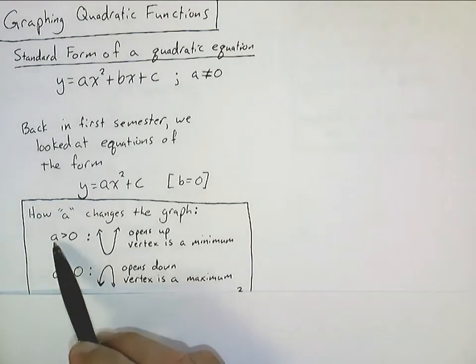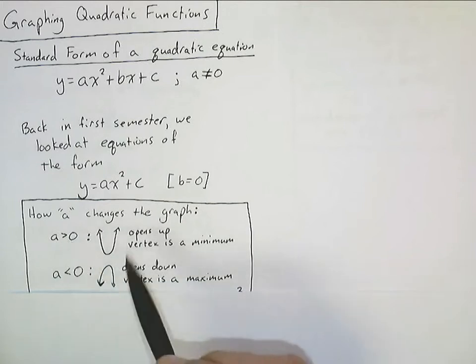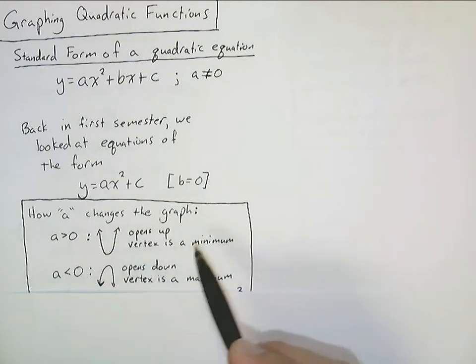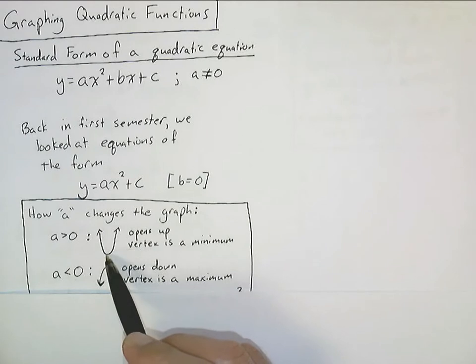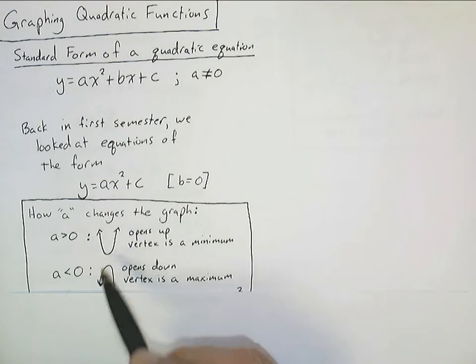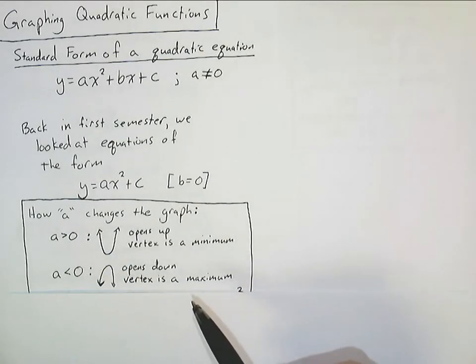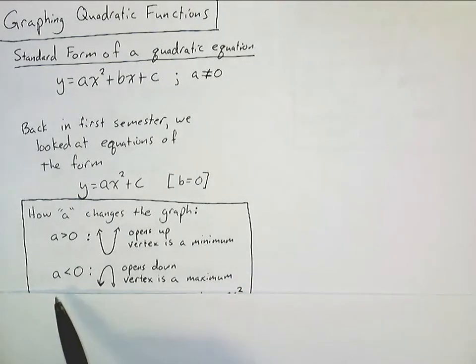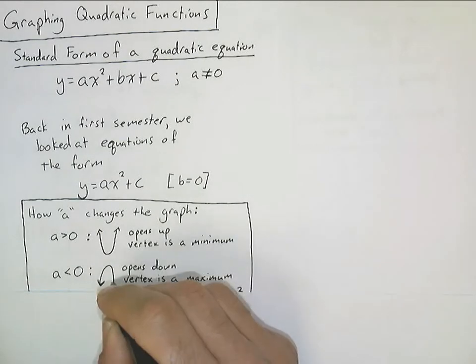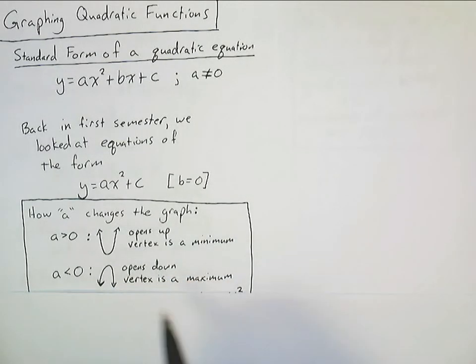If that a was positive, or greater than 0, the parabola is going to be opening up like this. And the vertex of the parabola is going to be a minimum value. The y-coordinate of the vertex is going to be the smallest possible value of y. Or if a was negative, less than 0, the parabola is going to open down like this, and the vertex turned out to be a maximum. That y value is the biggest value of y that we have in the set of points.